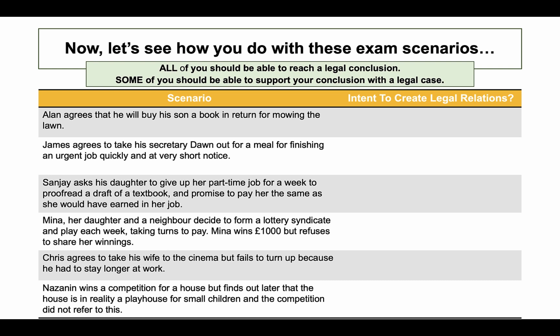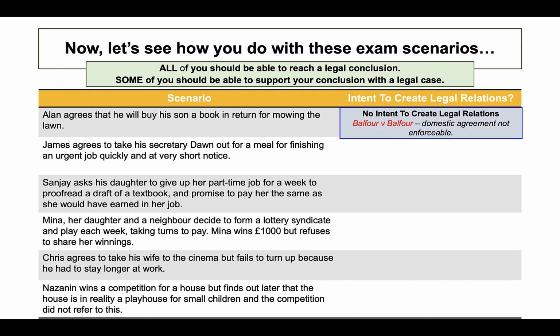Okay, so Alan agrees that he'll buy his son a book in return for mowing the lawn. We've got no intent to create legal relations here, because of course this is a social domestic agreement, and we would use that Balfour case. They are father and son.